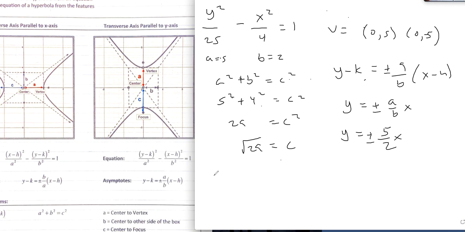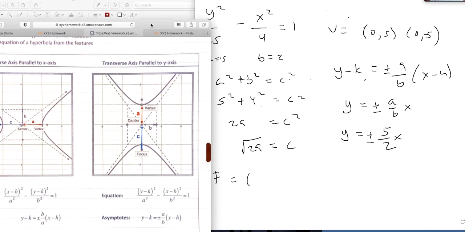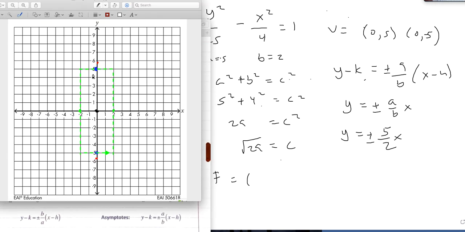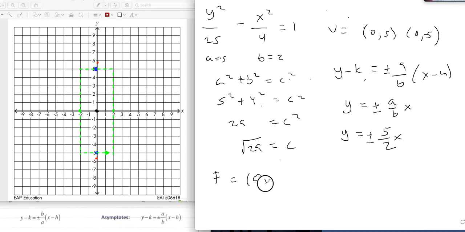Oh, the other thing I forgot to do here was write out the foci as ordered pairs. Let me come back to that graph for a second. So the focus, this would have been x is 0, and then y is root 29. And then the other one was x is 0, y is negative root 29.